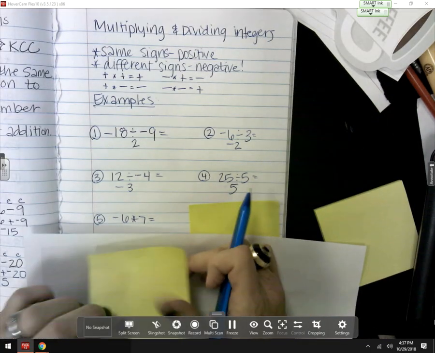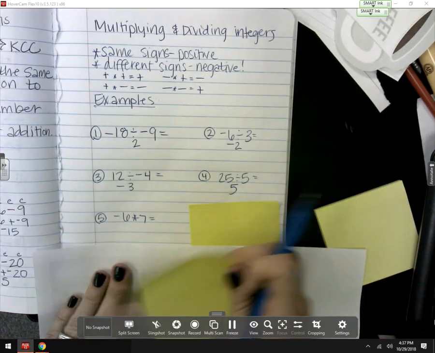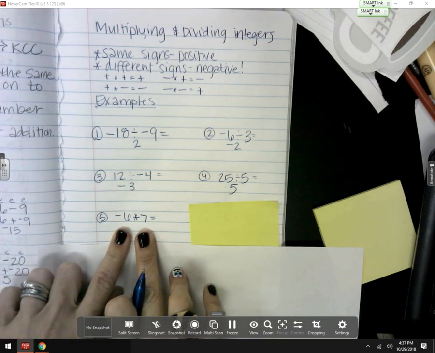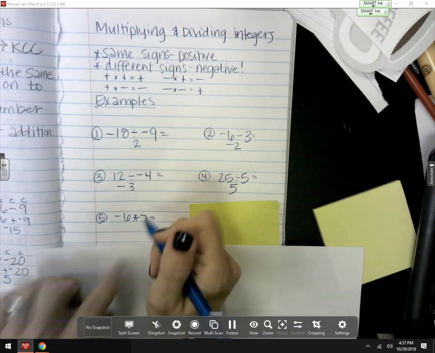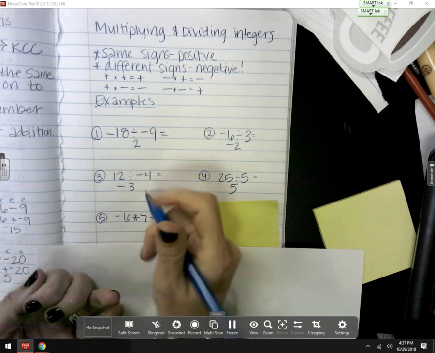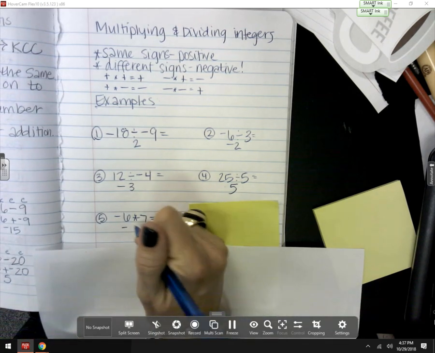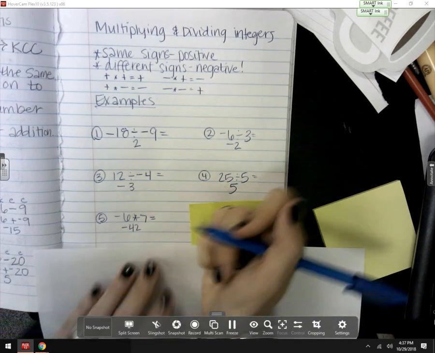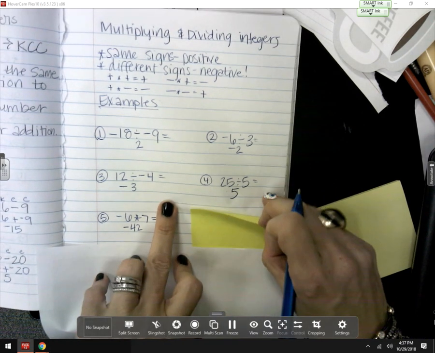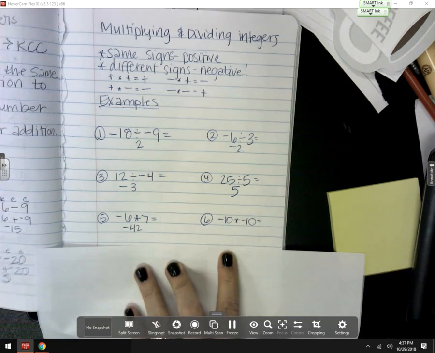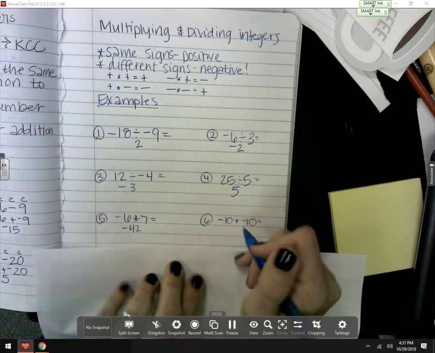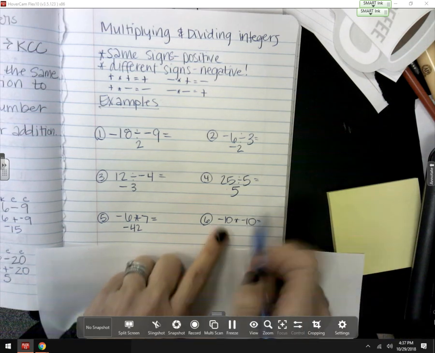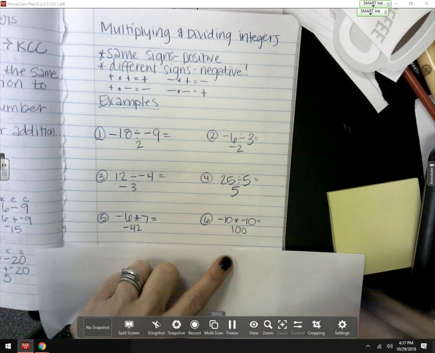Okay, now I have some multiplication. I have negative 6 times 7. My signs are different, so my answer is going to be negative. So now I'm going to just multiply like normal. 6 times 7 is 42, so my answer is negative 42. Here, I've got negative 10 times negative 10. So my signs are the same, so I know my answer is going to be positive. 10 times 10 is 100.